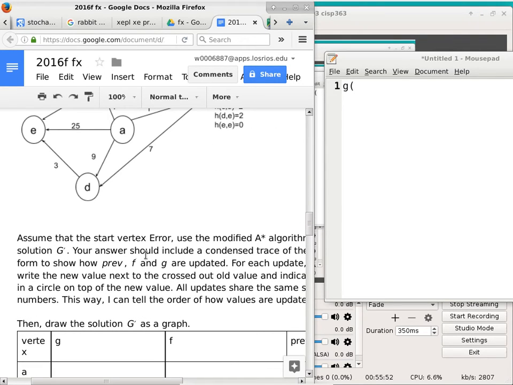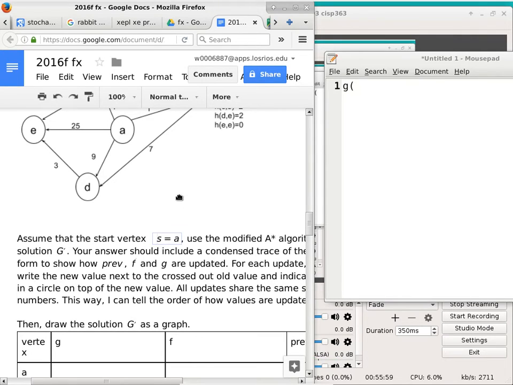Okay, which vertex is the start vertex? Oh, okay, it says error here, but it's really not an error. There we go. So the start vertex is A, the end vertex is E. Okay, the destination is E. Is that okay? All right.